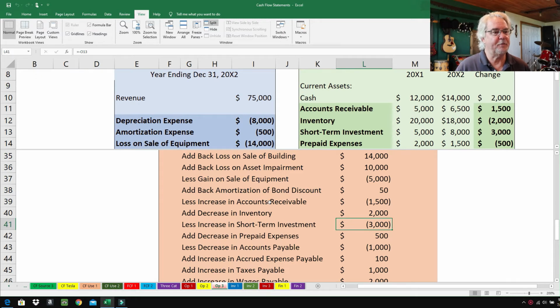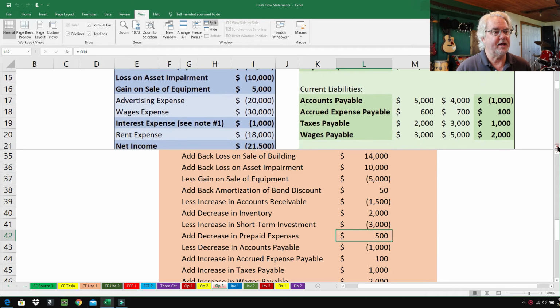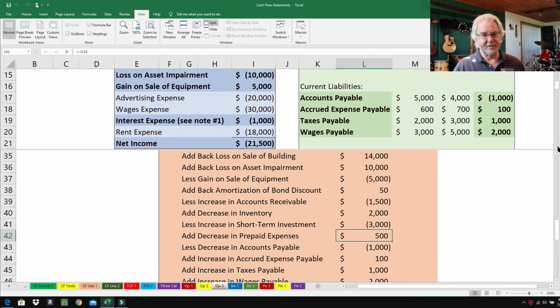So let's see if that works for prepaid expenses. It should. So prepaid expenses were $2,000, they dropped down to $1,500, so there was a decrease of $500. So whenever current assets go down, cash goes up. So add decrease in prepaid expenses, $500. So coming down to the next area here, current liabilities. We look at current assets and current liabilities on the balance sheet.